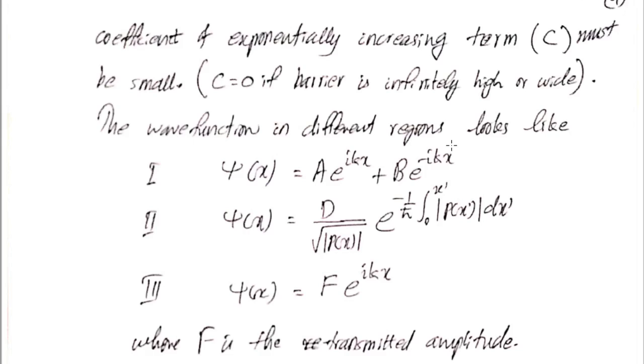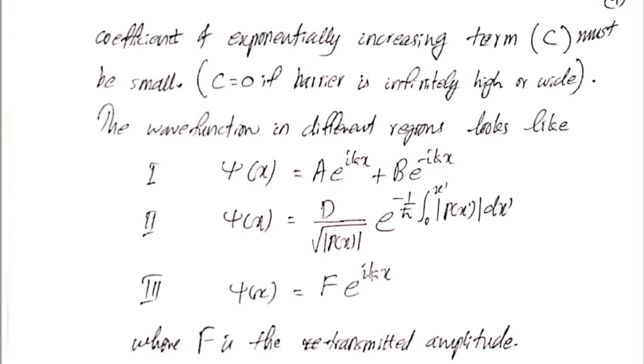Now the wave function in different regions looks like this. In region 1 it is a e raised to i kx, that is the incident particle, plus b e raised to minus i kx, that is the reflected particles. Then in the non-classical region or tunneling region, it is d by root of p of x and e raised to minus 1 by h cross integral 0 to x of p of x dash dx dash. It is an exponentially decreasing wave function. And in the third region, psi of x will be f e raised to i kx.